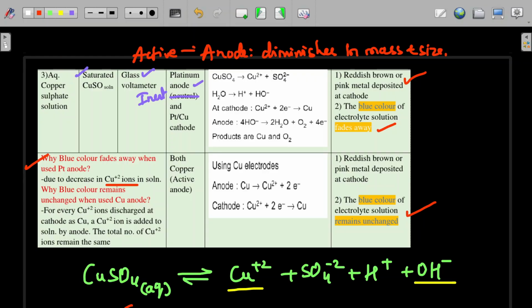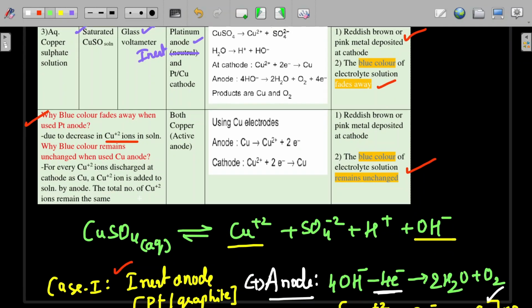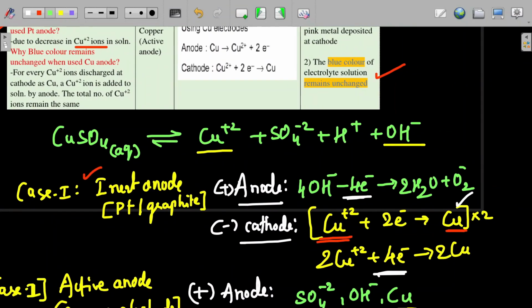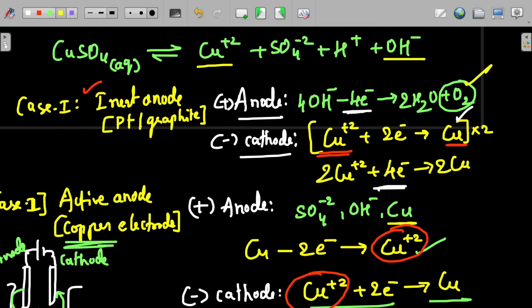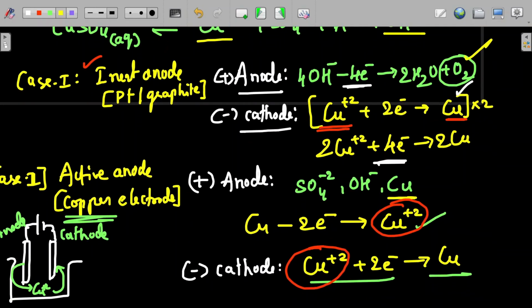Second case. Okay. In first case, what you have to write? Oxygen gas. Test for oxygen you have to write. If they ask you what is the observation at the anode when you use the platinum anode, oxygen gas test you have to write. A colorless, odorless gas released which rekindles a glowing splint. Okay, there you don't write diminishes in mass and size. That will not happen. That will happen only if you are taking copper electrodes.